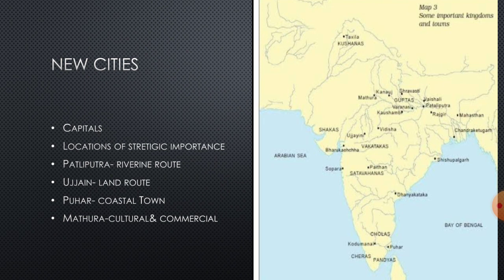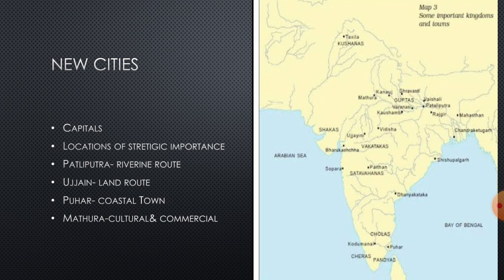The main features of these ancient urban centers were the new cities. From the 6th century BCE, new cities began to flourish. Most of these new cities were the capitals of the newly evolved Mahajanapadas. These cities developed along the trade routes. For example, Pataliputra flourished owing to its location along the riverine route.